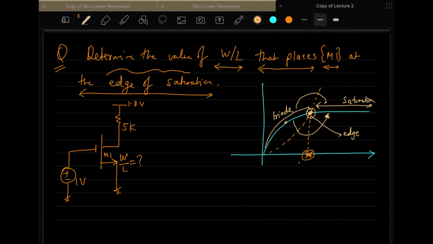And what is this value? This value is VGS minus VT. Normally, VGS minus VT for the saturation condition has to be less than VDS when it's in saturation.